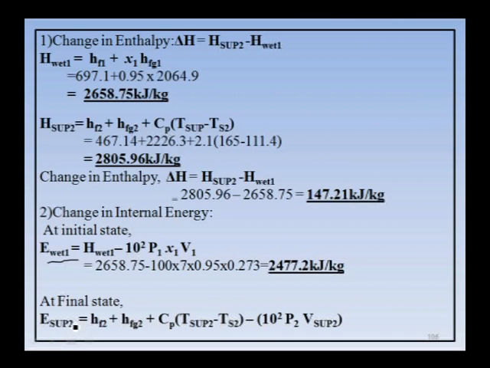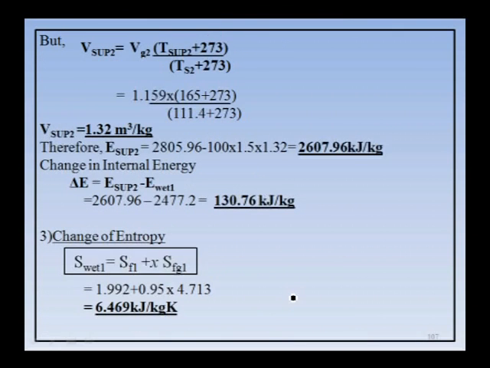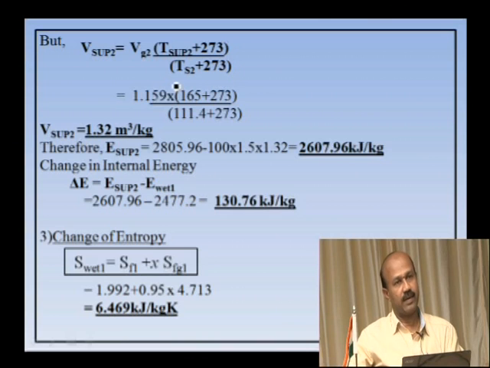Now what is the final condition of steam? That is superheated, because temperature is given. Therefore, I have taken the E2 formula: Hf2 plus Hfg plus Cp (T minus T sat), minus the work done for superheated steam, that is 10 square P2 V2. For V2 you can directly substitute in the formula, or you can find V2 separately using the formula Vg2 times (T plus 273) divided by (T sat plus 273). Substituting all the values, we get V2 around 1.32 meter cube per kg.